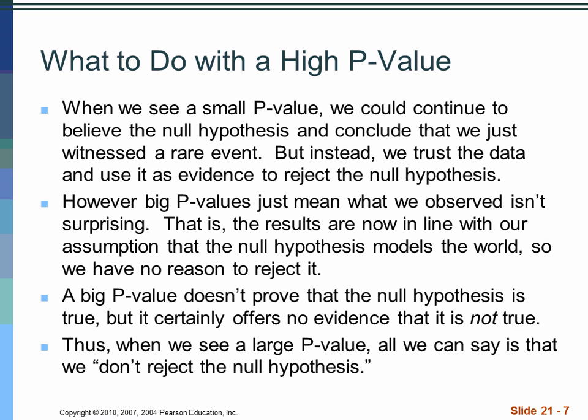So what happens when we have a high p-value? Well, let's first talk about small. When we see a small p-value, we could continue to believe the null hypothesis and conclude that we just witnessed a rare event. We could say that even though our data shows that the null hypothesis is not true, we could still say that the null hypothesis is valid. So we have that option. But in this case, what we normally do is trust the data and use it as evidence to reject the null hypothesis when the p-value is small.